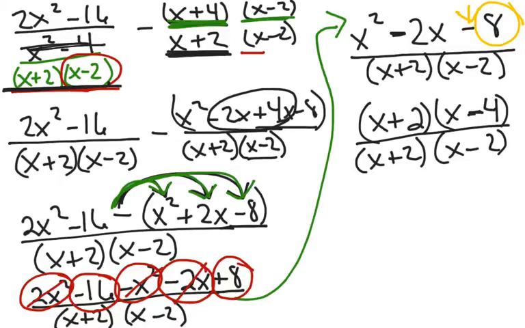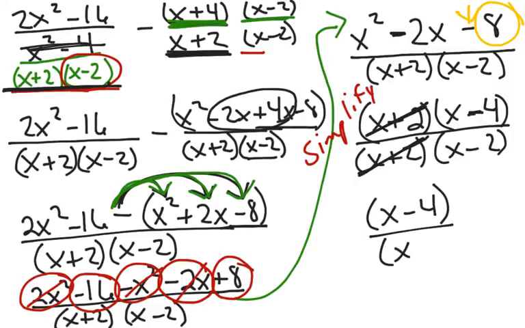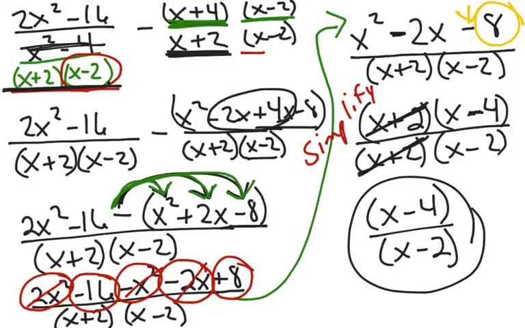Okay, now remember, the reason we factored that was so we could simplify. So I have an x plus 2 here and an x plus 2 here, so I cross them out. That leaves me an x minus 4 over x minus 2. That is my final answer. Pause if you need to, and we will do one more example. Pause now.